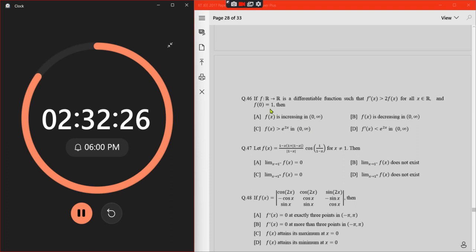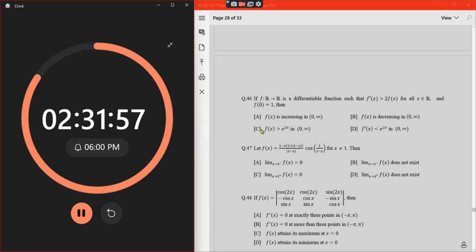0 to infinity was 0 by 1. F dash, well no, f dash of x is actually, wait, the derivative is also, I mean what will f dash be? Well, that's bigger than 2f of x, right? Which is already just bigger than 2 e power x. Okay, that works out. So this is wrong. It's decreasing in 0 to infinity, wrong. It's increasing in 0 to infinity, yes, and C is correct. So 46 is A and C.